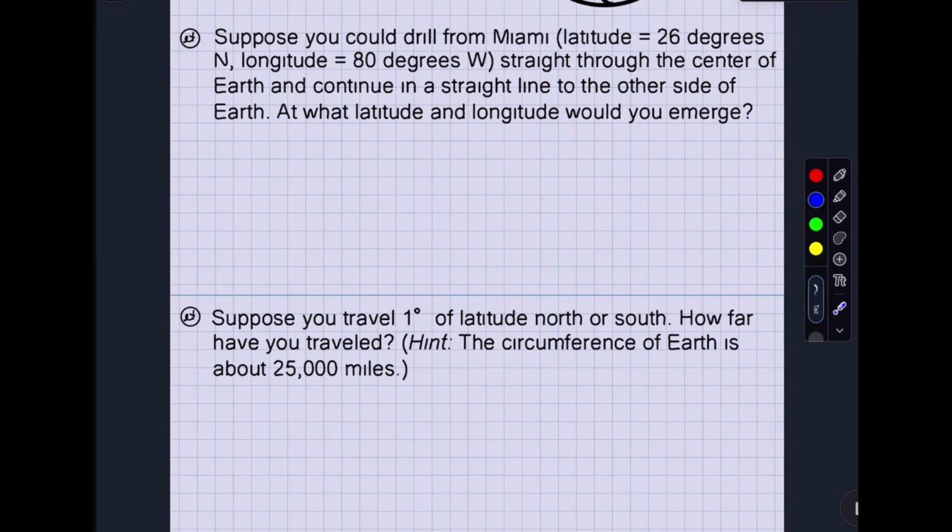So suppose you could drill from Miami, latitude 26 degrees north, longitude 80 degrees west, straight through to the center of the Earth and continue on straight to the other side of the Earth. What latitude and longitude would you emerge at? China. Is that a latitude, longitude? No, sir. That's a country.